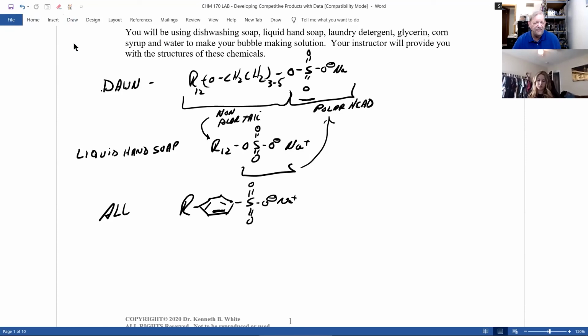And here again, this part is the nonpolar tail. I'd highly recommend you write these down or come back to the videotape for this. And this is the polar head. So how do we do this? Well, let's take a look at the lab.